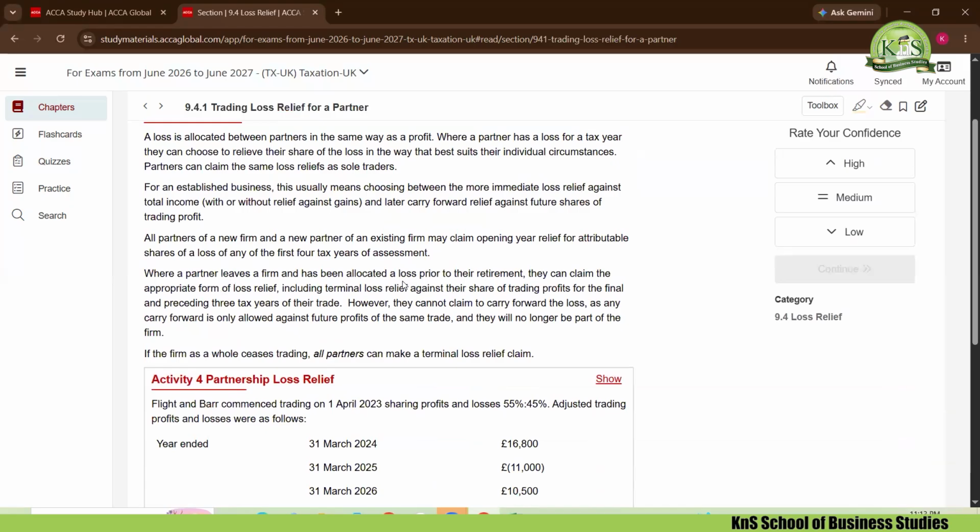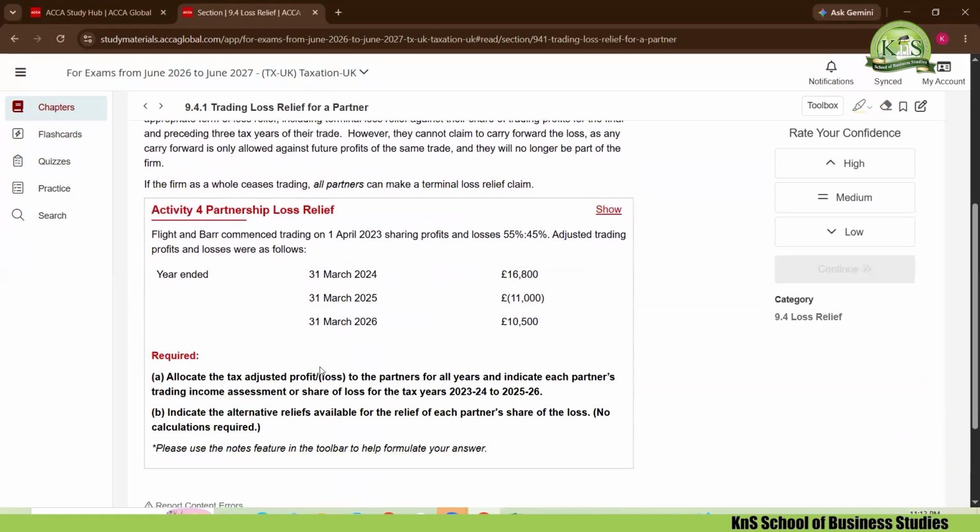If there is a trading loss, in this case, I don't find this area very difficult. It's very simple. If you're having a loss, you can set it against the current year, or carry forward your losses to the next year accordingly. So Flight and Bank commenced trading on 1st April, sharing profits and losses 55 and 45. So 3 years of profits, and here's the loss we can see. Allocate the tax adjusted loss to the partners for all years and indicate each partner's trading income. And the second is to indicate the alternative reliefs available, if they want to take it. So just check this out.